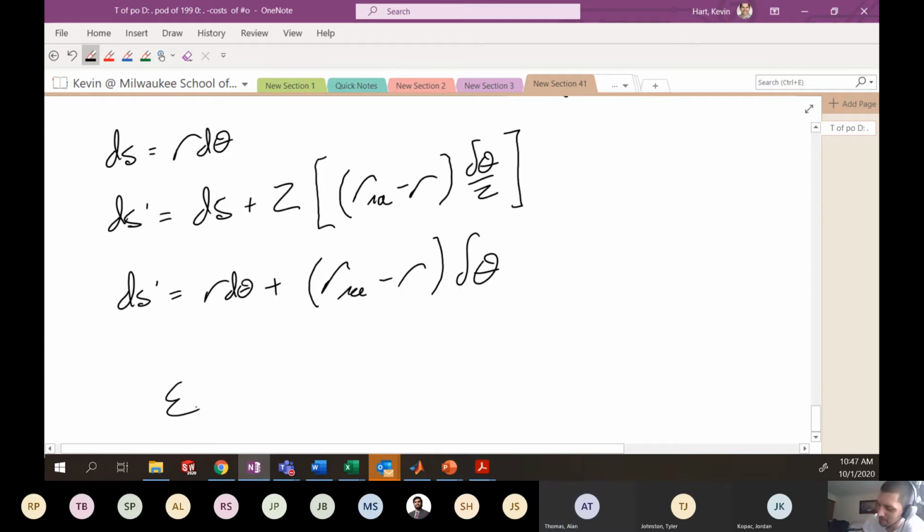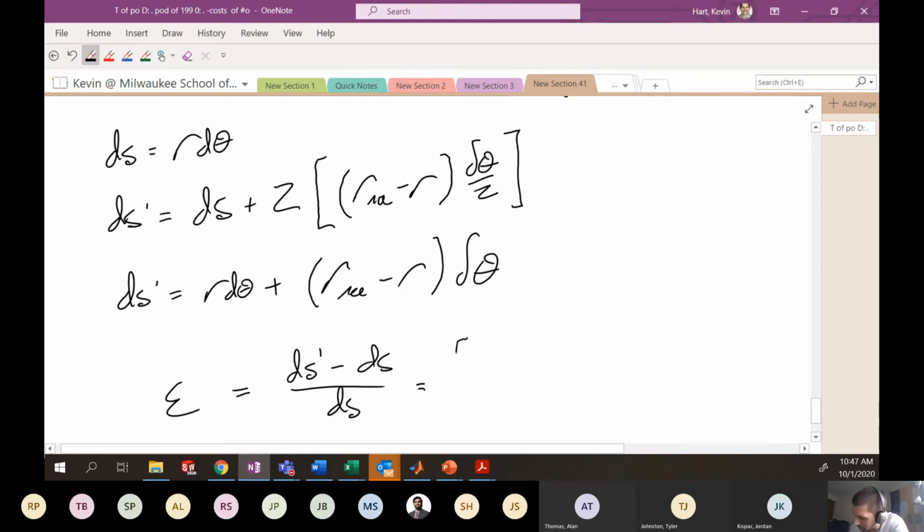So finally, my strain. My deformed length minus my original length is going to look something like r d theta. Sorry, I got this backwards. It's final minus original. Gosh, tough morning. All right, that's a little bit better.